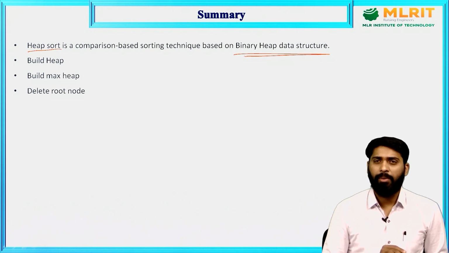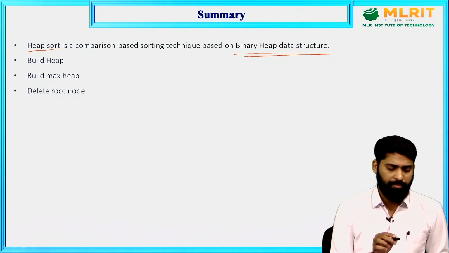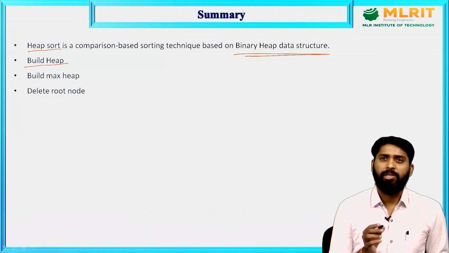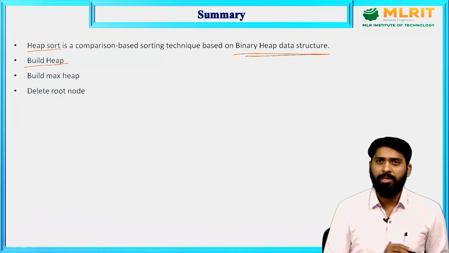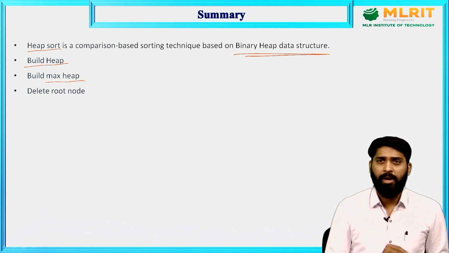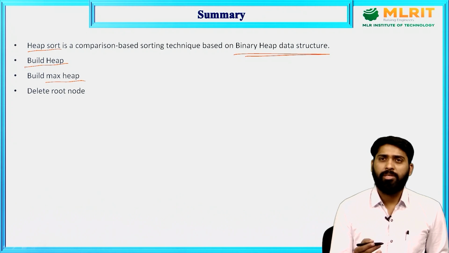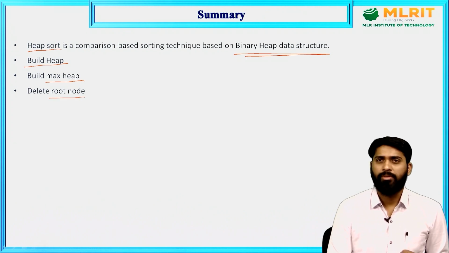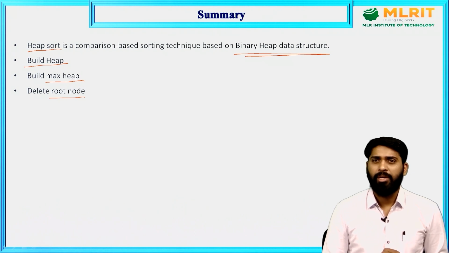Coming to the heap sort algorithm, first build heap, that means arrange all the elements in complete binary tree structure, then build max heap and make the largest number as a root of the tree, next delete the root node. Okay. I hope you all understand heap sort algorithm.